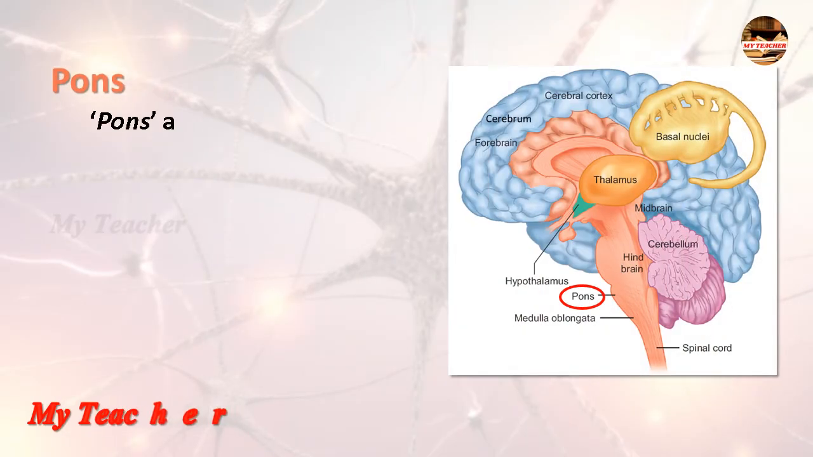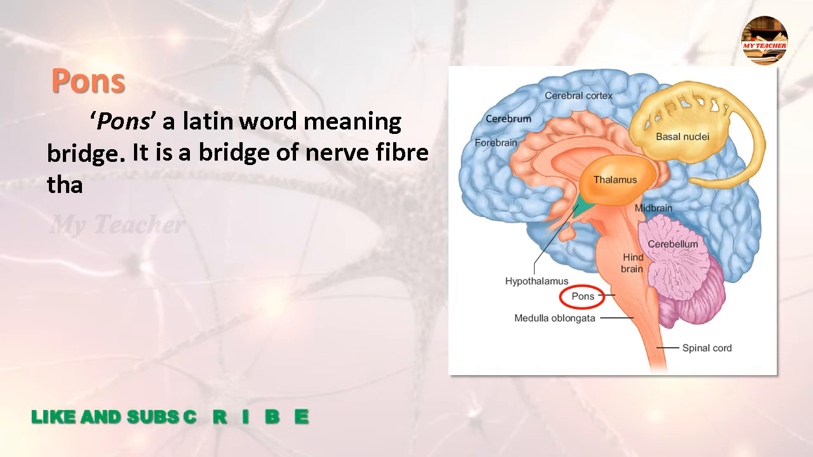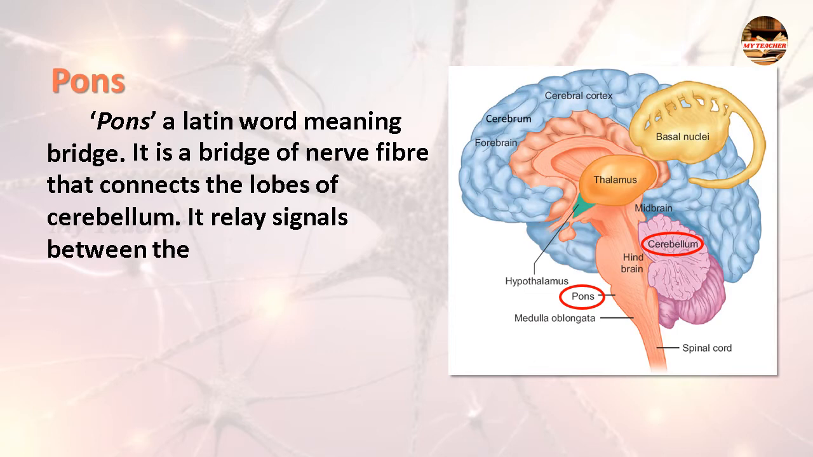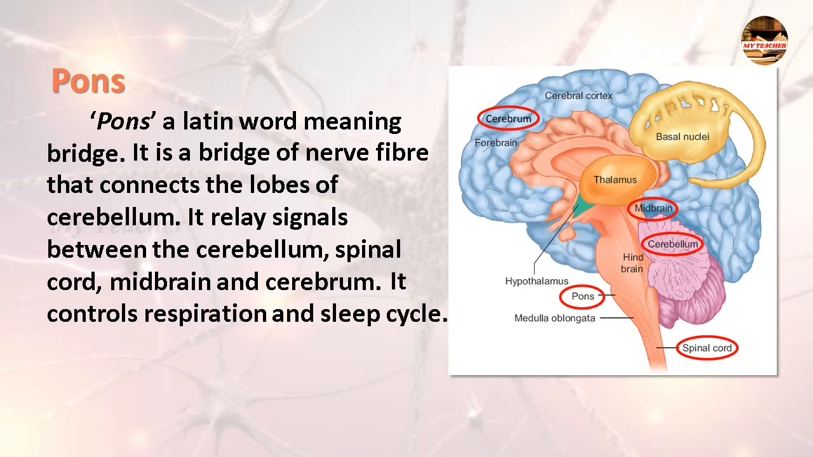Pons. Pons, a Latin word meaning bridge. Did you see the structure pons in the diagram? It is a bridge of nerve fiber that connects the lobes of cerebellum. It relays signals between the cerebellum, spinal cord, midbrain and cerebrum. It controls respiration and sleep cycle.